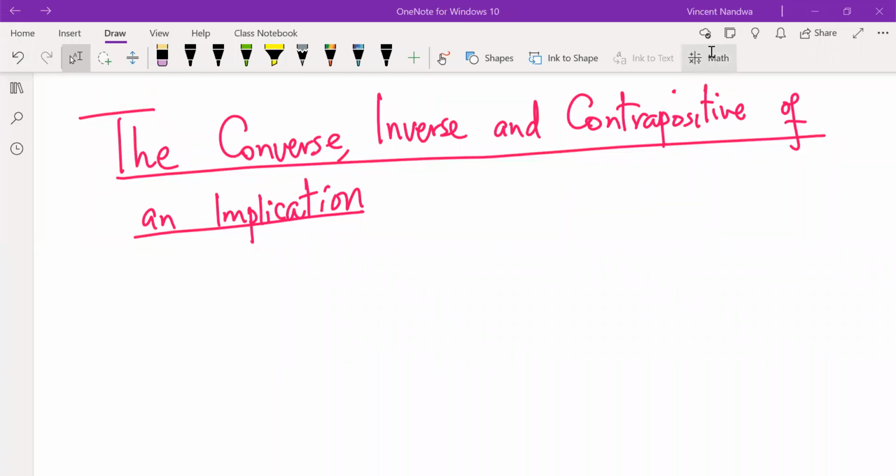So welcome to this session. Here we discuss the converse, inverse, and contrapositive of a conditional or an implication.